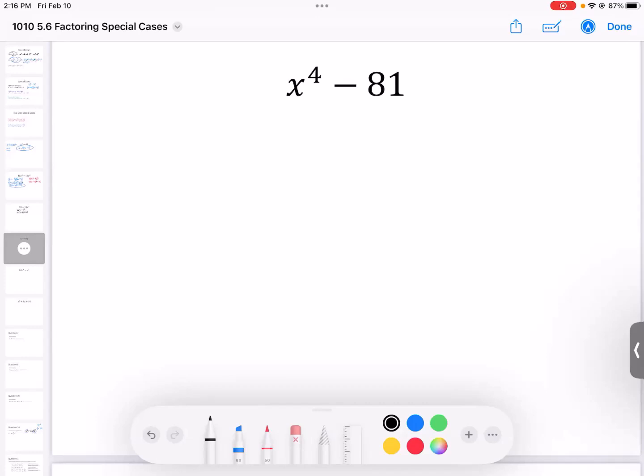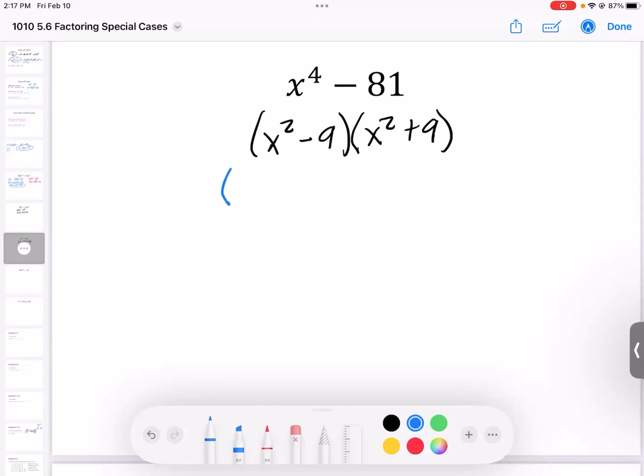X squared. So we could factor this to be x squared minus, what's the square root of 81? 9. So I'd get x squared minus 9 and x squared plus 9 when I use the difference of squares. And on this one, you would actually have to use the difference of squares again because you have an x squared minus 9, which is also a difference of squares.